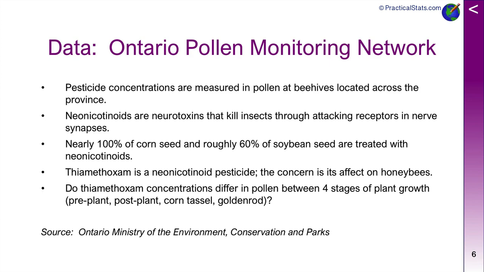And corn seed and soybean seed are very often treated with these pesticides. And one of the pesticides is thiamethoxam. And so we will look at that today. And we'd like to know whether the concentrations differ between the 4 stages of plant growth: pre-plant, post-plant, when the corn tassel is out, and goldenrod. So the source here is the Ontario Ministry of Environment, and there's a web page, I should have it up here, but it's not there, I see on the slide, that tells you where you can go to get this information.